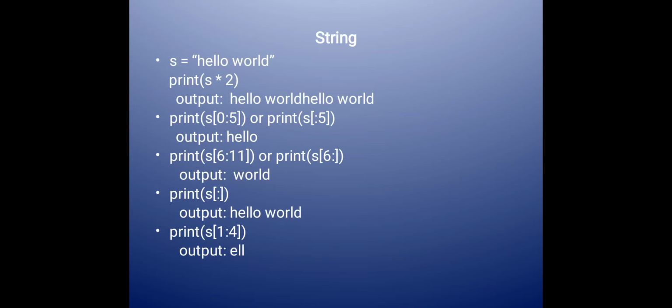Then what will be the output if we leave out both the start index and the end index? It's so simple. We will get the entire string as the output. That is print s colon, then the output will be hello world. Then print s of 1 colon 4. The output will be the letters starting from the one the first index is pointing to. That means it will start from index 1, that is e, up to the third index. Then the output will be e, l, l. Okay, I think the slice operator is clear now.